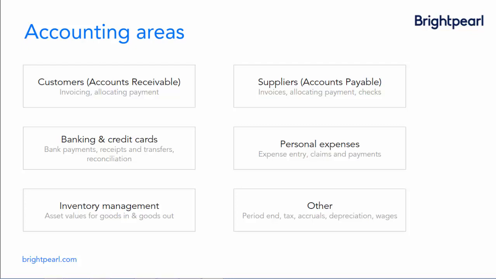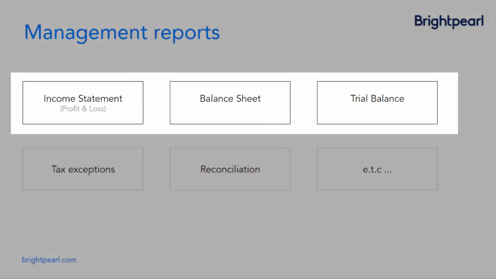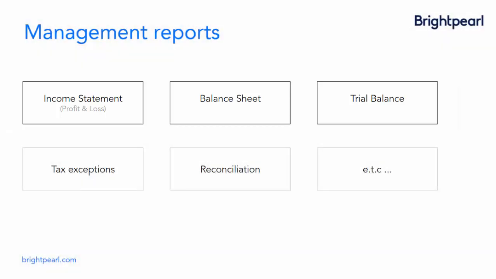The inventory management accounting is done for you whenever you change stock levels. And finally, there are period end, tax, and other entries you need to make. These are done by manually entering journals. There are 3 main management reports which all draw from the general ledger journals in real time, so you can get insight into your business very quickly. There are also many additional reports which come in handy.